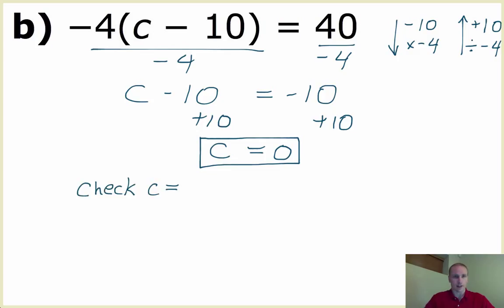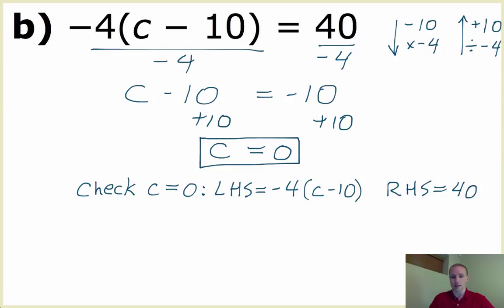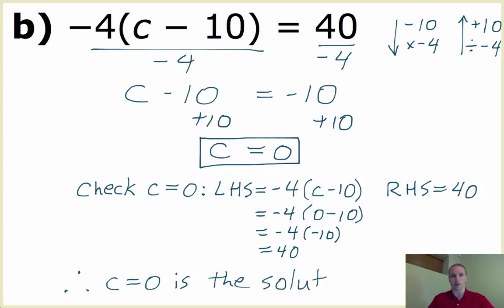So now to check this, we start with the original left-hand side and right-hand side, replace the variable with what we think is a solution, and calculate. We can see that the left-hand side and right-hand side are equal to each other, so this is the correct solution for this equation.